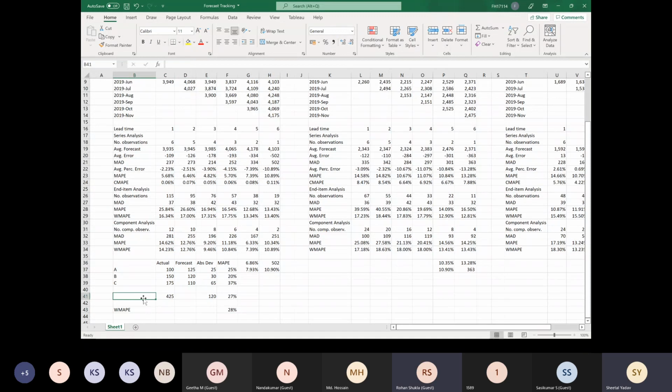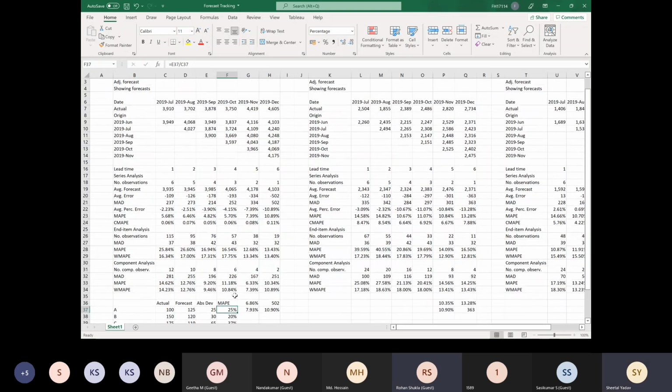Got it. So if it's multiple SKUs, then we'll take the average for reporting MAPE. For a single SKU, the number of observations would not be used for arriving at any average. Right. MAPE. Okay, okay. Yeah, yeah.